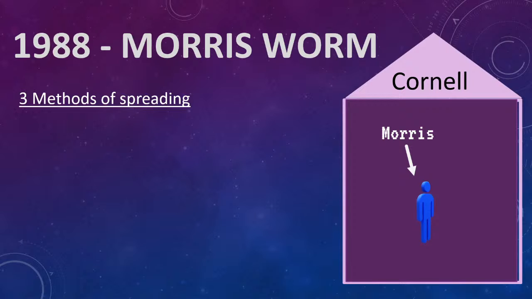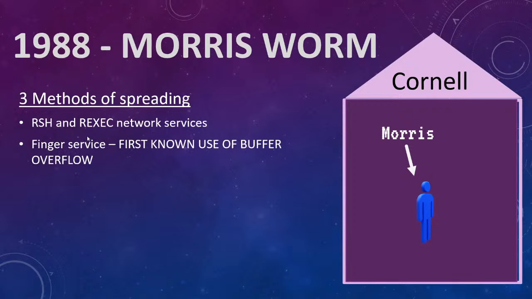The first one was RSH and REXEC. These are network services that allowed remote command interpreters. The vulnerability with these servers was mostly weak passwords or lack of passwords in a trusted network that people tended to set up. The second one was the finger service. This is actually the first known use of a buffer overflow. The finger service requests and sends information about users. So when the finger server would request information, Morris would send back data that would cause a buffer overflow, along with malicious code, to take advantage of that specific exploit.